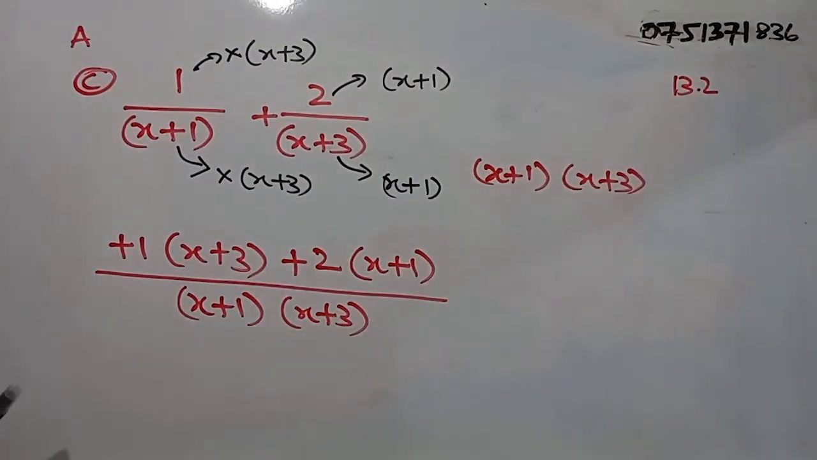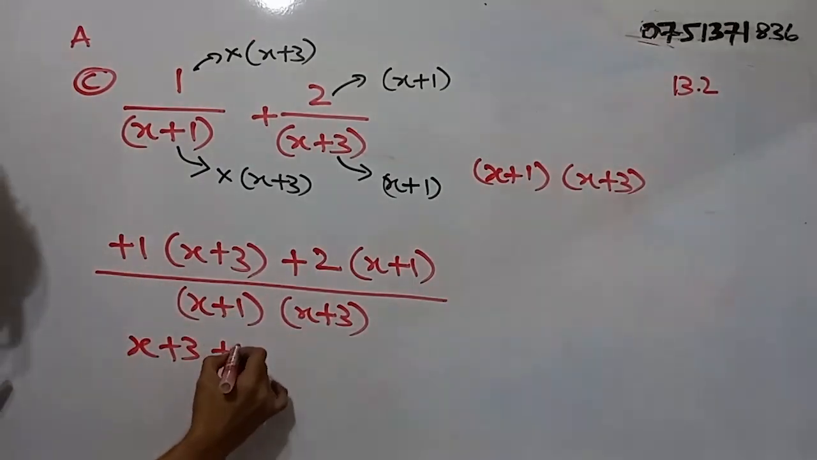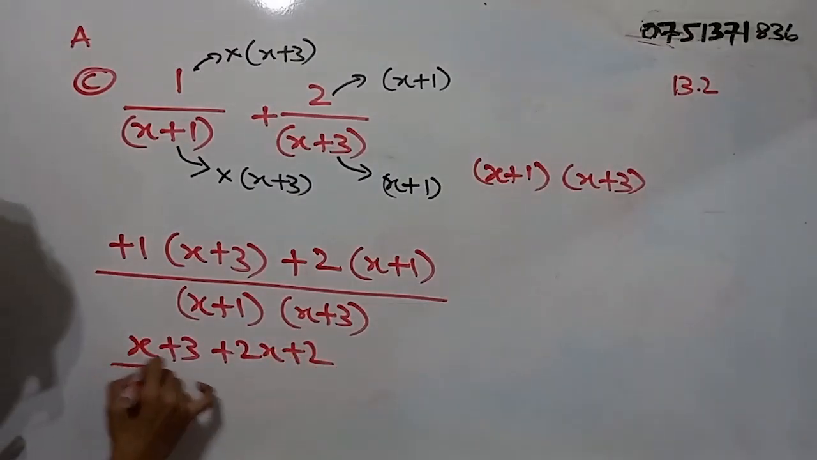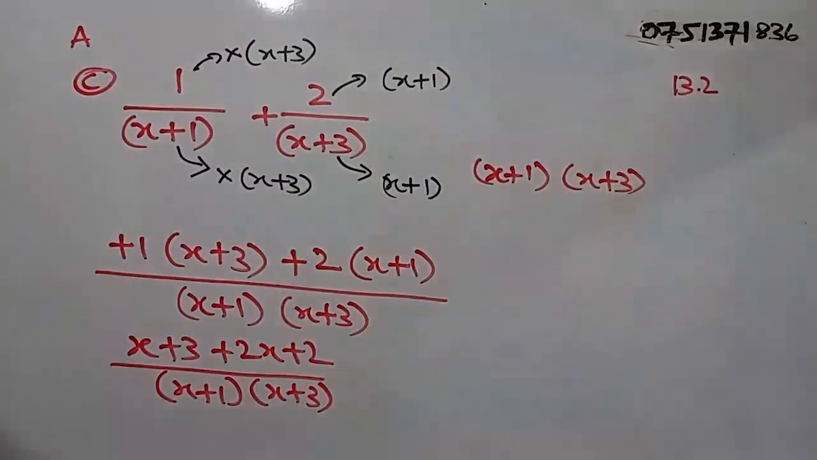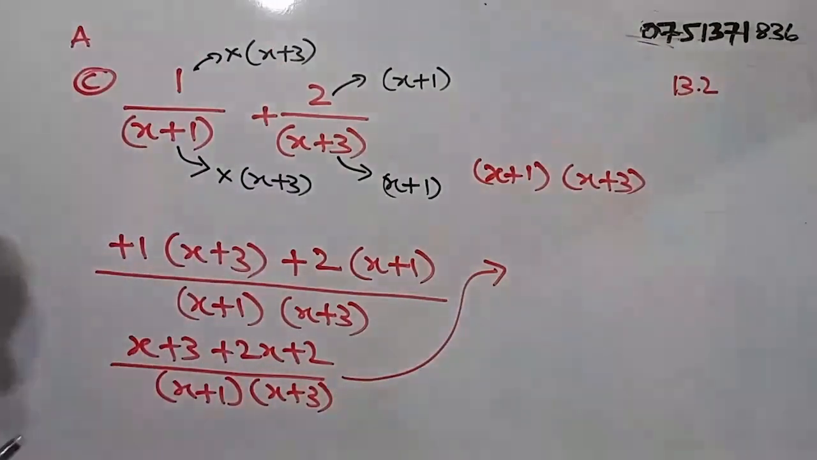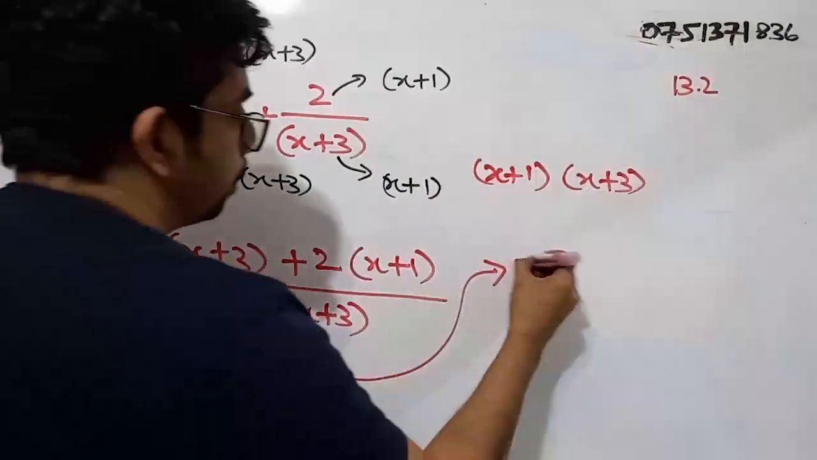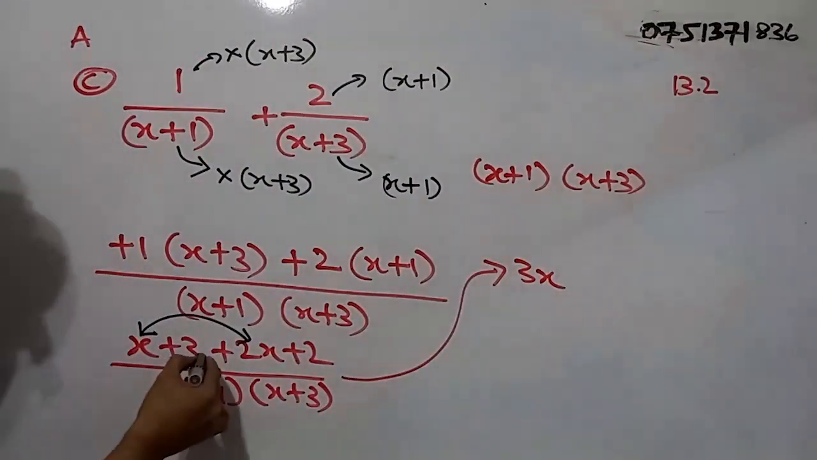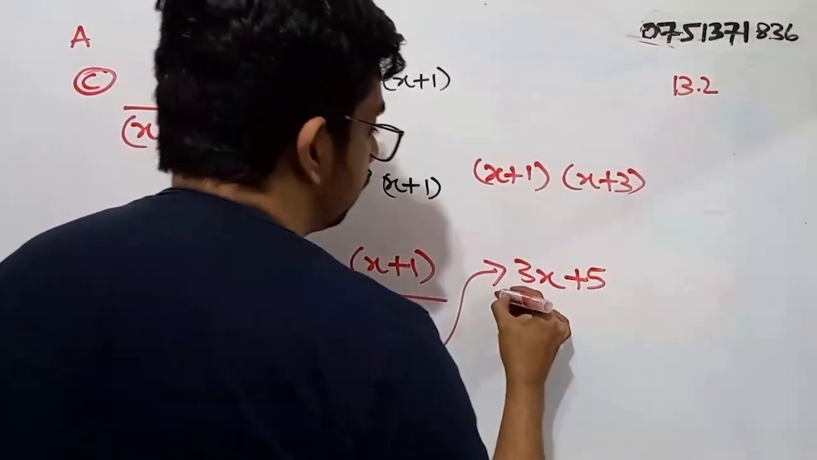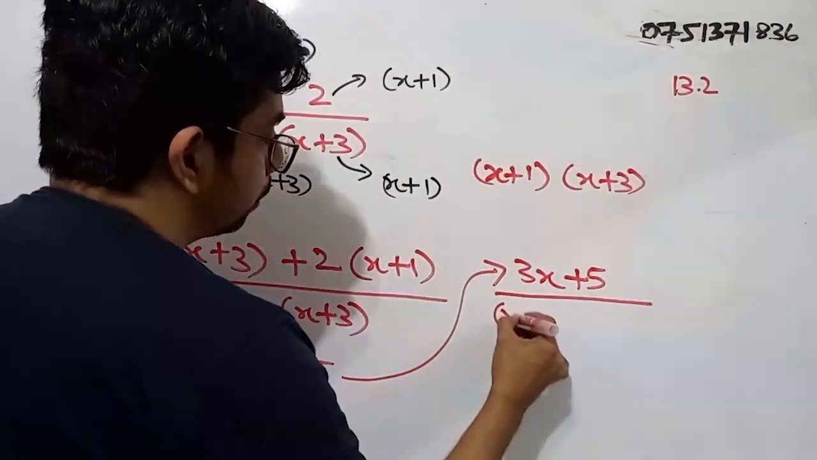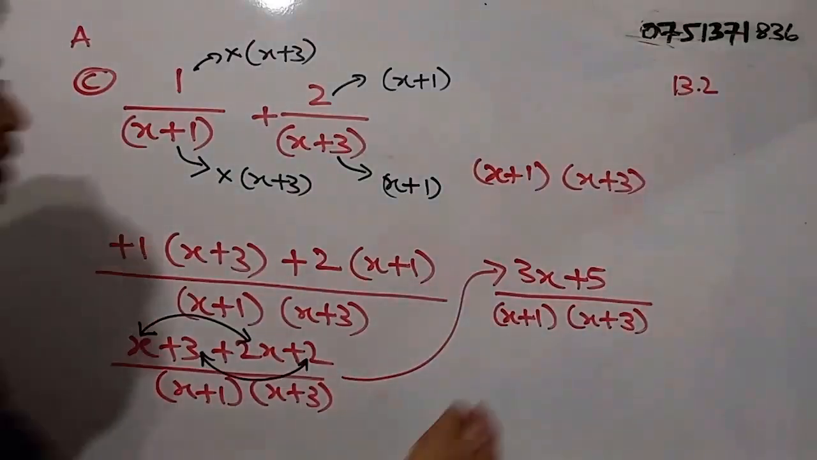Okay. So now we can simplify the brackets. Here we have what? X plus 3 plus here we have 2x plus 2. Entire expression must be divided by what? X plus 1 and x plus 3. Okay. So here I will continue from here. So we can simplify these two terms, right? So the outcome will be 3x. Then we can simplify these two numbers. So the outcome will be what? Plus 5. Then we can divide this by what? X plus 1 into x plus 3. So this will be the answer.